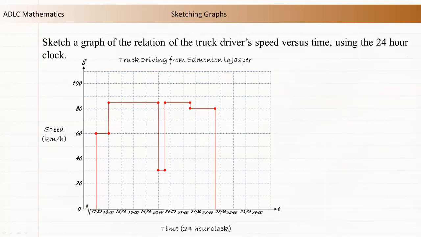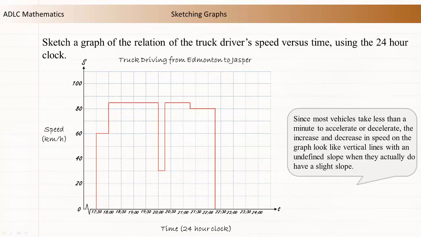Depending on the context of the data, the points on the graph may be connected with a line. The points on this graph are connected since most vehicles take less than a minute to accelerate or decelerate. The increases and decreases in speed on the graphs look like vertical lines with an undefined slope when they actually have a slight slope.